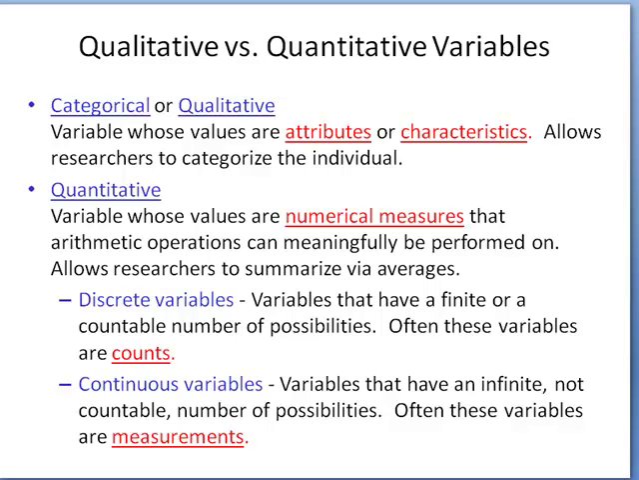Continuous variables are variables that have an infinite, not countable number of possibilities. These variables are often measurements. So anything that you can take a ruler to, put on a scale, put in a measuring cup, or look at with a timer or a clock. These are continuous variables in general.